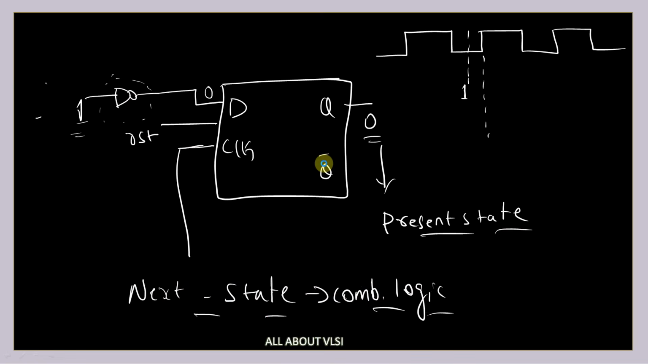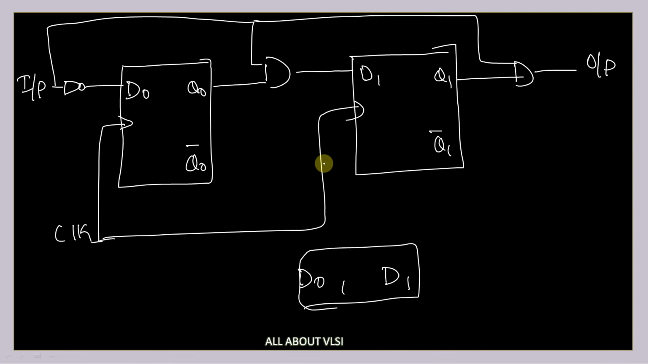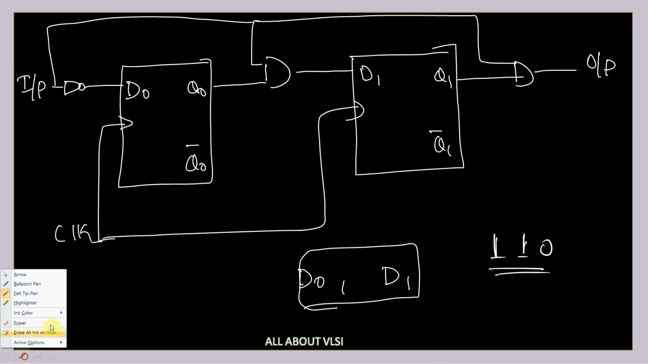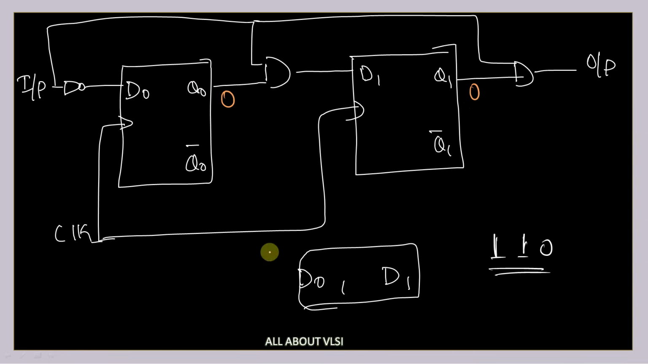Now coming to our FSM circuit diagram, which we have drawn for a sequence detector 110. Let's say our initial present state of this flip-flop. What do you mean by present state? Present state is nothing but the output of this flip-flop. Let's say my output is equal to 0 initially when I apply my reset. So my present state, Q0 is equal to 0 and Q1 is equal to 0.